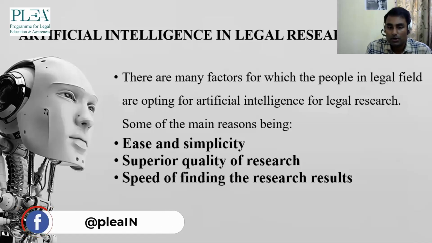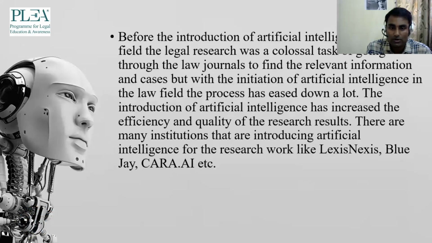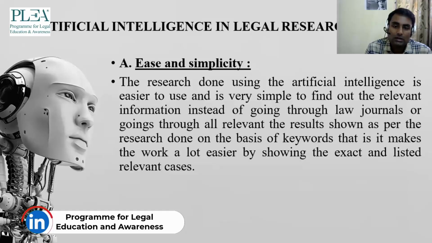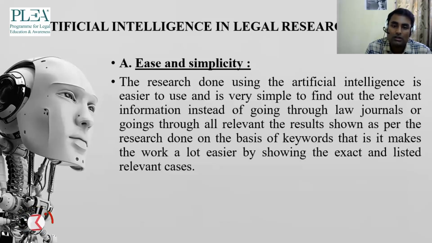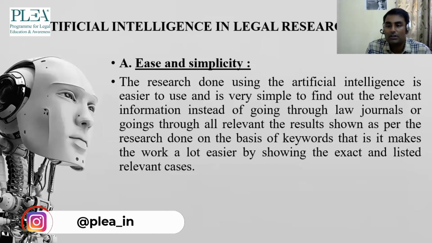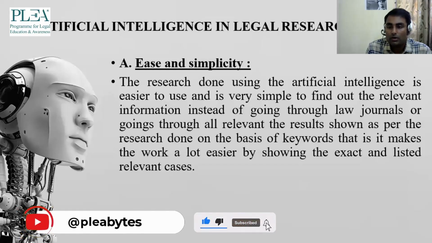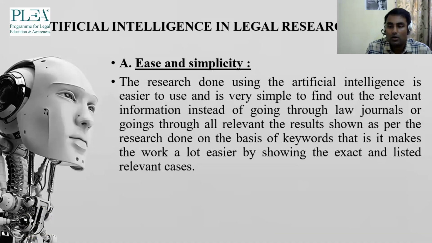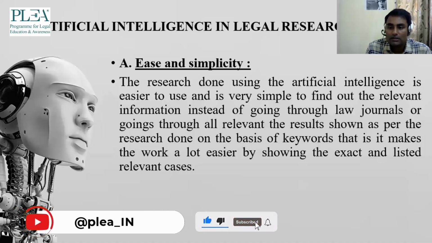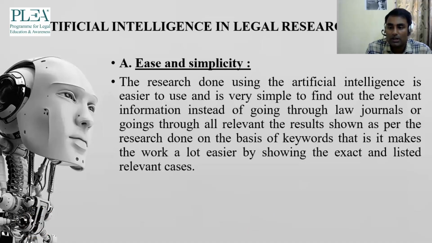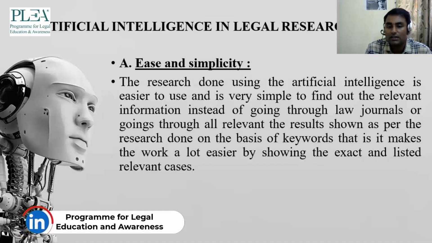So ease and simplicity is the first point. Research done using artificial intelligence is easier to use and very simple for finding the relevant information instead of going through law journals. That is the main reason that artificial intelligence is an improved version for law researchers, and it is one of the easier ways to find out what the law researcher, the attorney, the professionals want. Because instead of reading many books or journals, they can easily and smoothly find the particular case or particular point from the entire body. The results are shown as per the research done on the basis of keywords, which makes the work a lot easier by showing the exact and listed relevant cases.